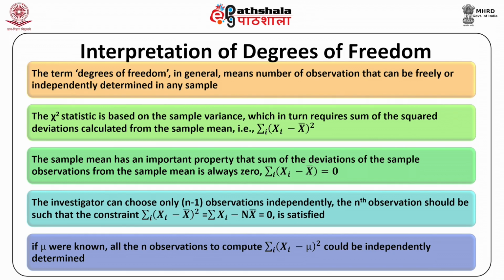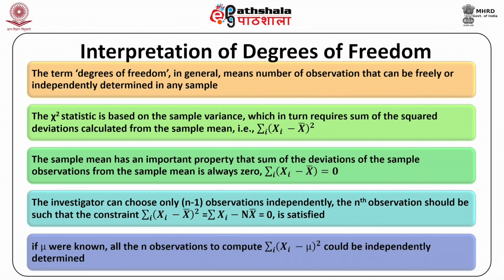However, the sample mean has an important property that the sum of the deviations of the sample observations from the sample mean is always 0, which means, I am sure you know, that sigma (xi minus x bar) is equal to 0. Now, on account of this, in any sample, all the n observations cannot be freely chosen. The investigator can choose only n minus 1 observations independently. The nth observation should be such that the constraint as specified earlier, which is sigma (xi minus x bar) over i, equal to sigma xi minus n x bar equal to 0, is satisfied.